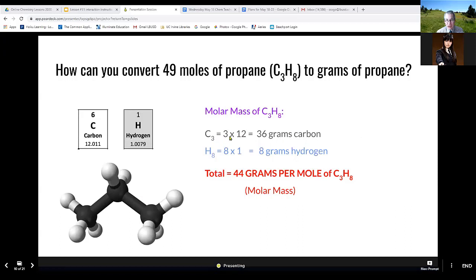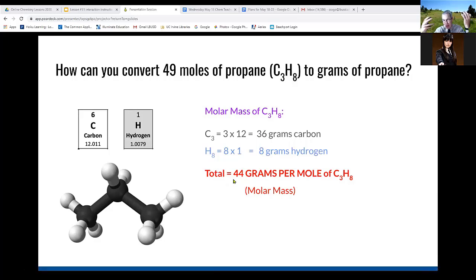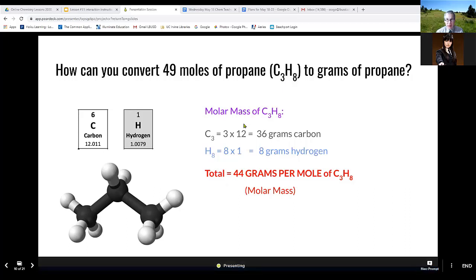Carbon, there were 3 of them, so 3 times 12 is 36. That's for the carbon. And hydrogens are 1 apiece, 1 each, and there are 8 of them. You can see it in the molecule here. This is the 3D structure, 8 of those. So total is 44. Some of you have trouble with the labels. You say, I got a number, I don't know how to label it. The label on molar mass is grams per mole. And that's a conversion factor. Anything that has the word per in it is a conversion factor.